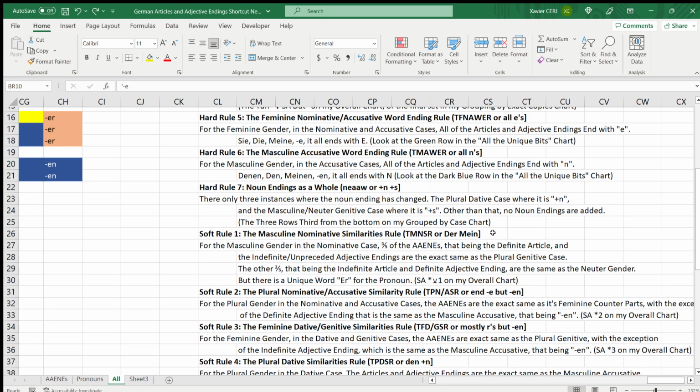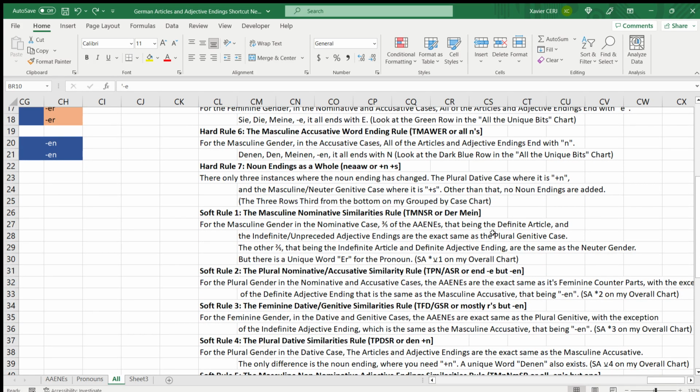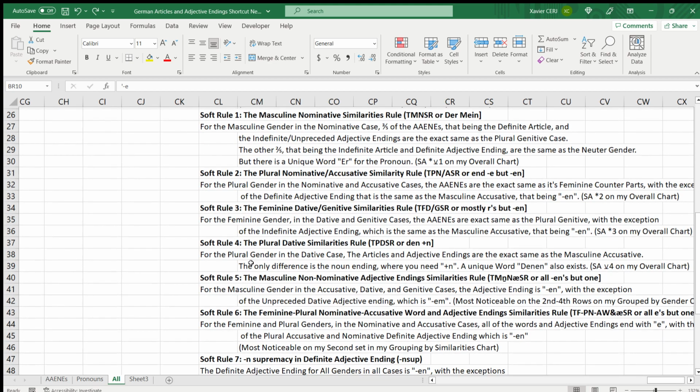Oh yeah, and there's a unique word er for the pronoun, which is the word he.